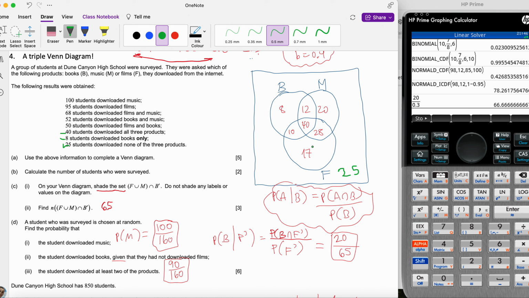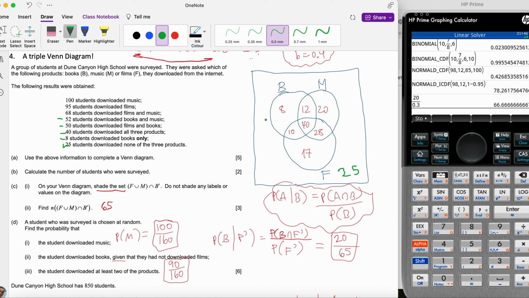So that means that it doesn't say films and books only. So this is not 50. This is your films and books, right? All these people have films and books. So this is already 40. You fill it up with 10. Next one, books and music. In total, again, you have 52. Since that 40 is in there, this has to be 12.